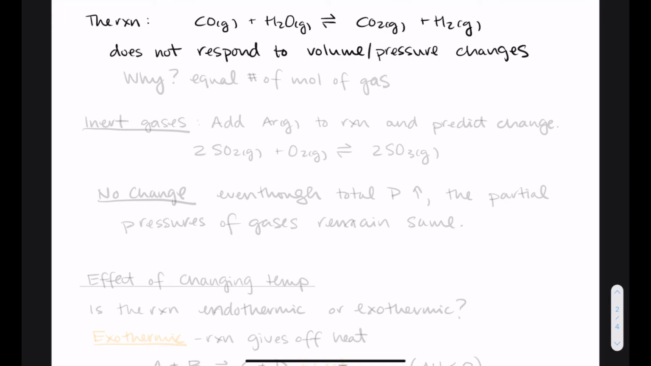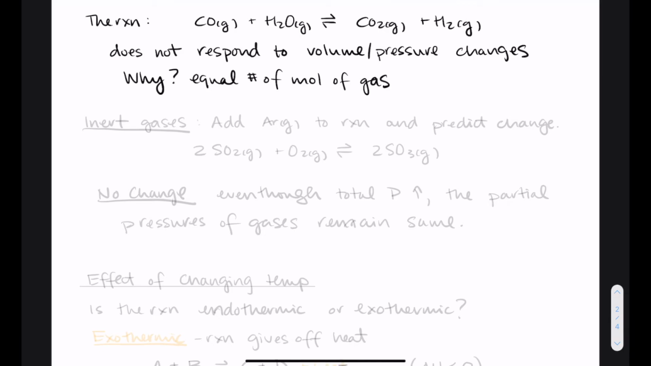If I decrease the volume and increase the pressure, I don't know which one I said first. So the opposite of whatever, it can't decrease or increase the number of moles by shifting either way because it has the same number of moles of gas on both sides. So now the question is, what if I don't change the volume of the container?